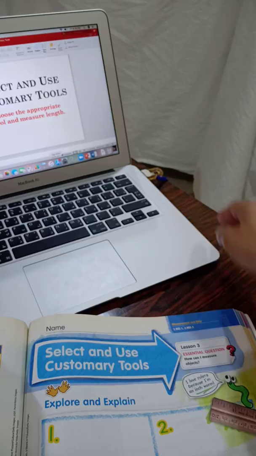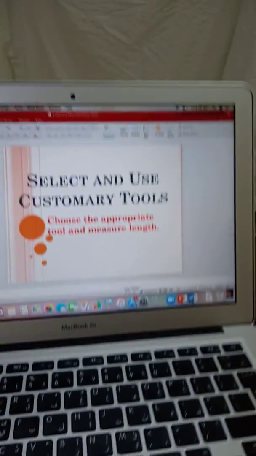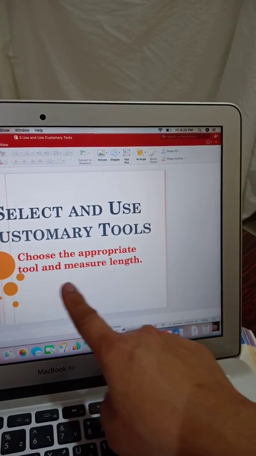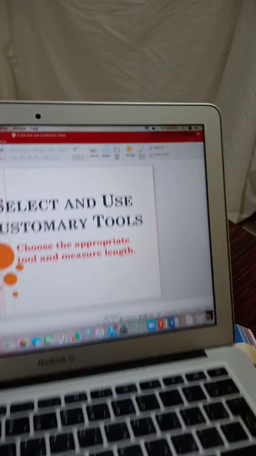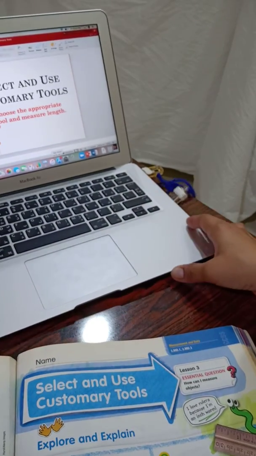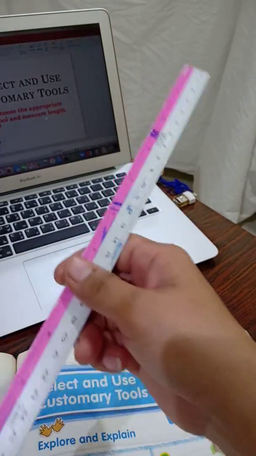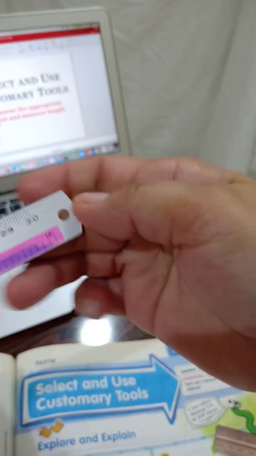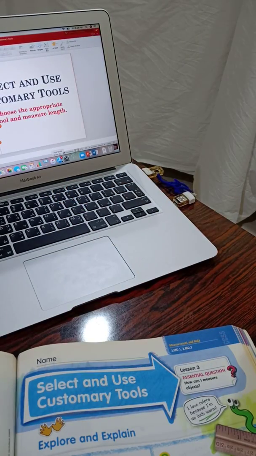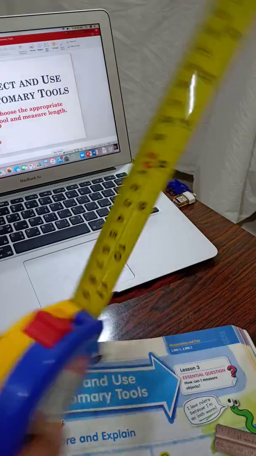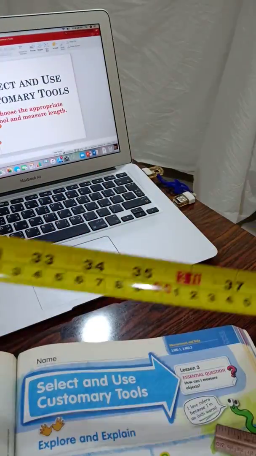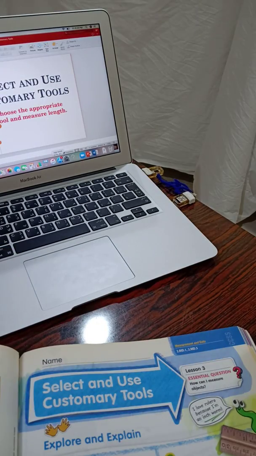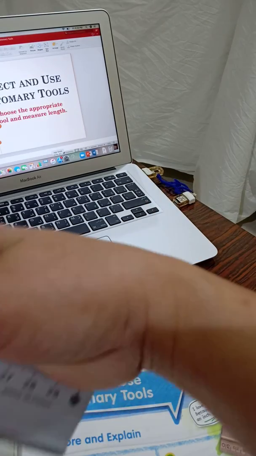So the objective that we have to learn is we're going to choose the appropriate tool and measure the length. So what are the tools that we're going to choose? We will choose from this 12-inch ruler, and the measuring tape. So this is the measuring tape, a very, very long measuring tape. The builders, most of it, they are the ones using the measuring tape.